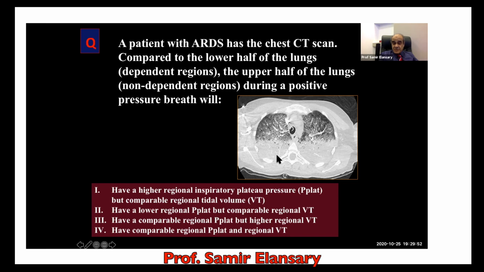If there is a difference in pressure here between the upper half and lower half, and the tidal volume here is more than the lower one, of course the pressure will be the same in all the lung. And so there is a comparable regional plateau pressure throughout the lung, diseased or non-diseased. But the normal lung, or to some extent healthy lung, will exhibit a high tidal volume. So here, a good high tidal volume, and in the lower half, the tidal volume is very low, but the pressure is comparable on both sides. And so we have a comparable regional plateau pressure, but higher regional tidal volume.